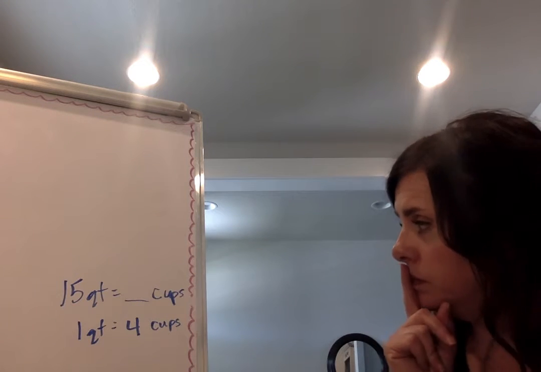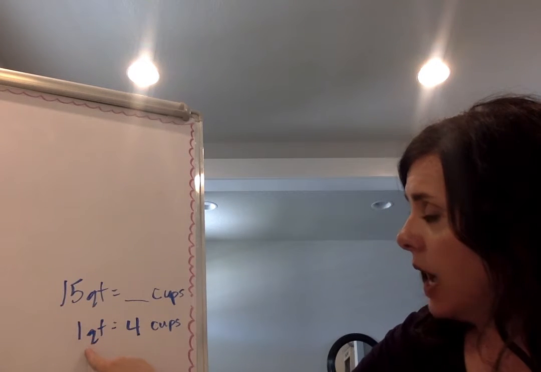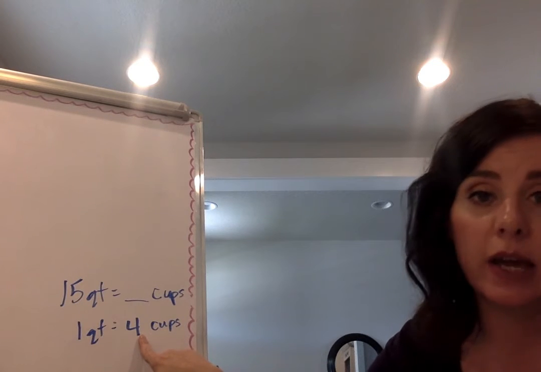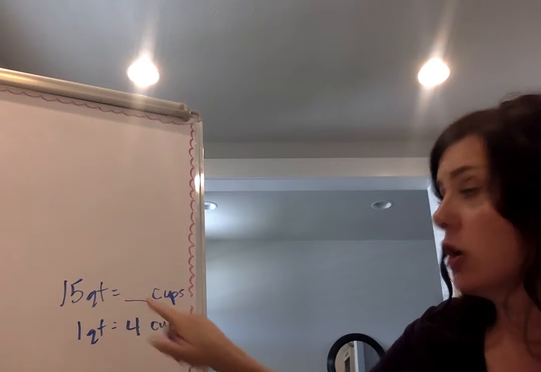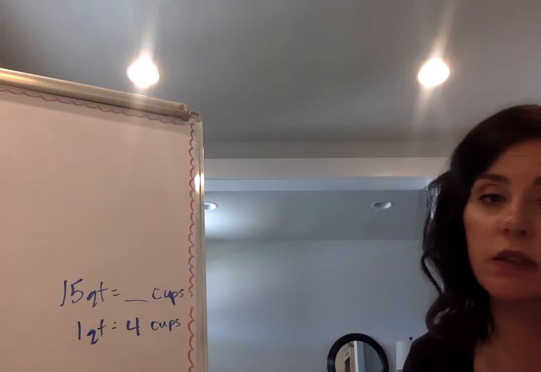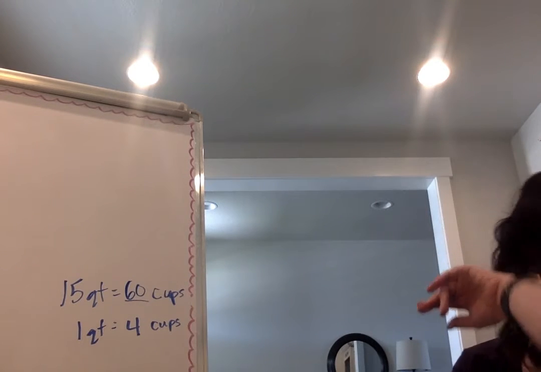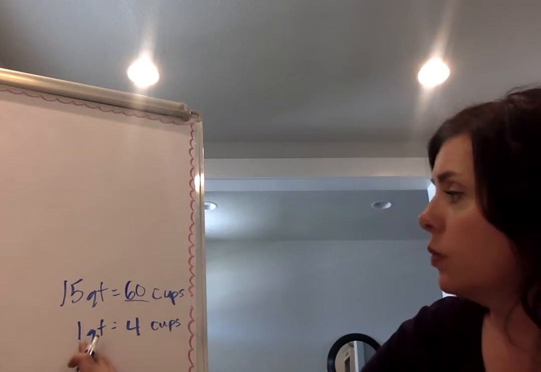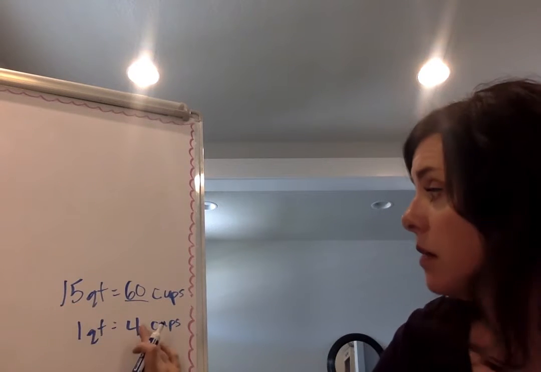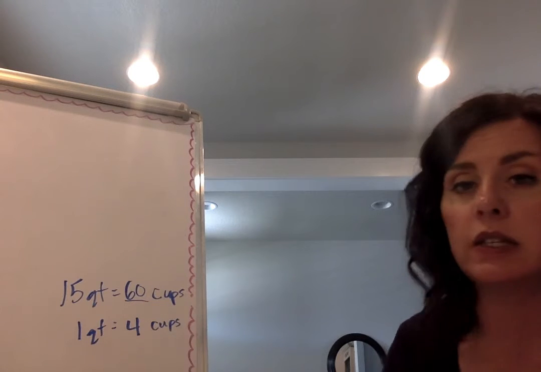Well, I timesed 1 by 15 to get to 15 quarts. So what if I times 4 by 15 to show me how many cups I would need? 4 times 15 is 60. If in 1 quart there's 4 cups, then in 15 quarts, I've got to multiply by 15, don't I? So 4 times 15 is 60.